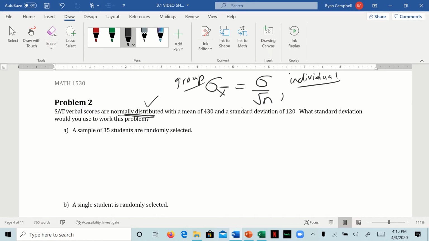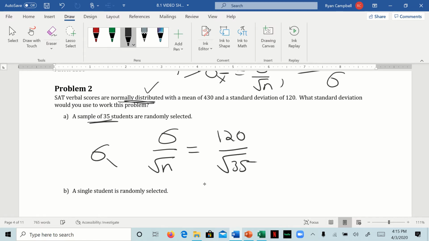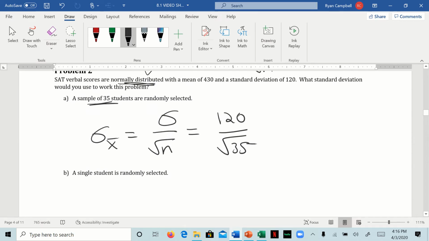Individual, yeah. Which would just mean that we're just using the standard deviation, right? So in the first case, we have a group of people. So we're going to use the standard deviation divided by the square root of n. Standard deviation is 120 divided by the square root of 35. And that's it. That's what I wanted to know. For a single student randomly selected, right? So single student, we're going to use just standard deviation, regular old standard deviation. There is no n to divide by, right?